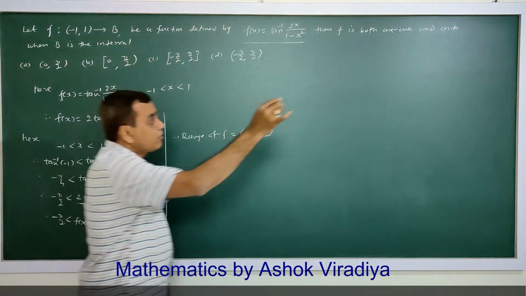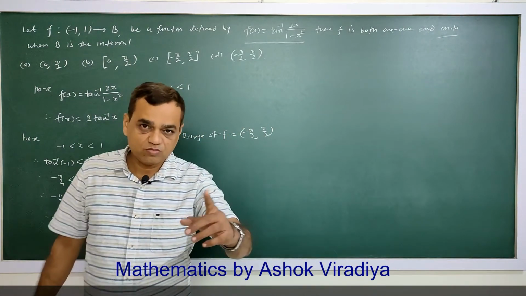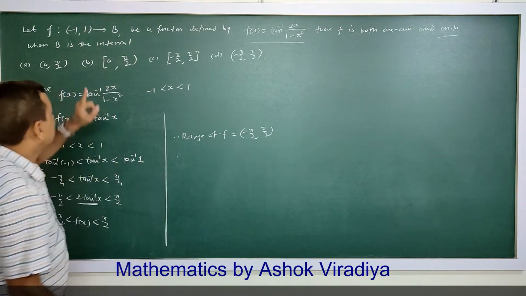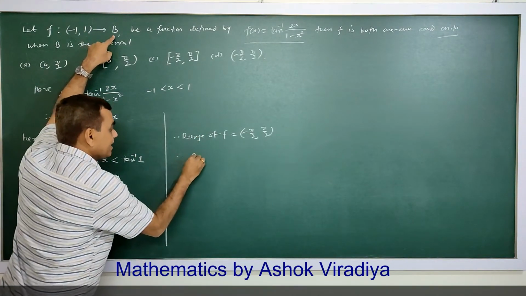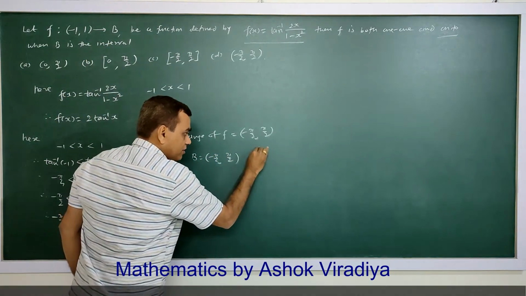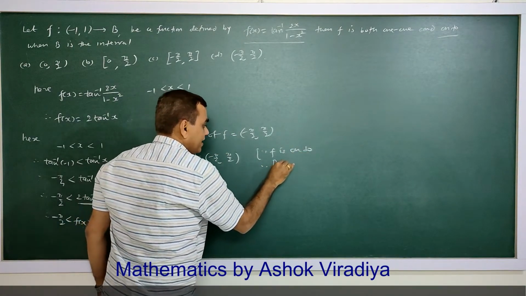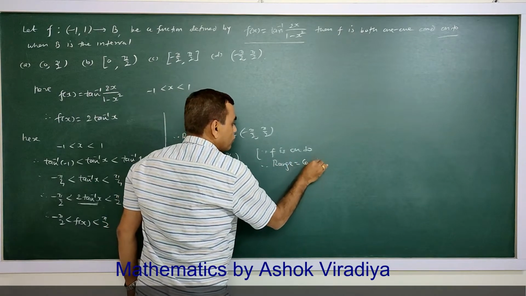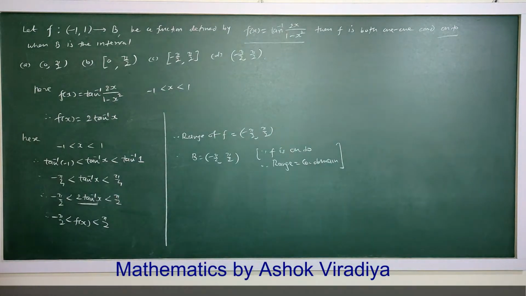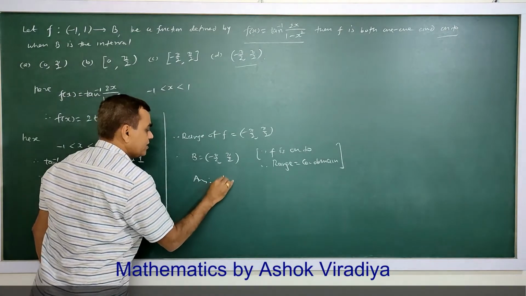But we are told the function is onto. If a function is onto, range is equal to codomain. So therefore the codomain will be the same. B is (-π/2, π/2) because the function is onto. Therefore range equals codomain. So here D is the correct answer. Answer is D.